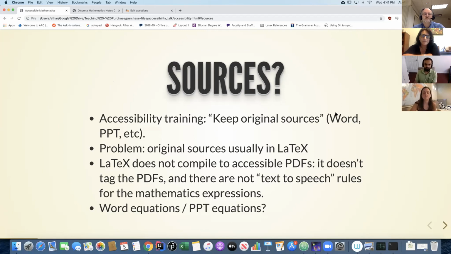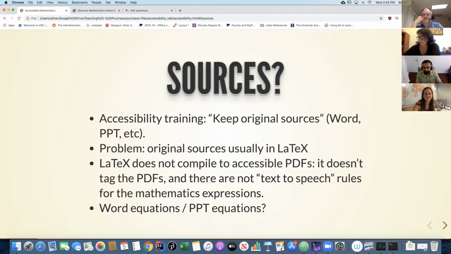But the problem is I never write my lecture notes in Word or PowerPoint. I always wrote my lecture notes in LaTeX, very similar to Kanarik, but I've been using LaTeX since grad school, actually since undergrad, and this is the standard for mathematicians. That's what we use to create typeset mathematics. Unfortunately, there is no good solution within the LaTeX community itself to create accessible PDFs. It doesn't tag the PDFs, and it doesn't create good text-to-speech rules for those mathematics expressions. I know less about Word or PowerPoint in terms of what a screen reader does with the equations that are displayed in there. I have my suspicions that screen readers have issues with those.